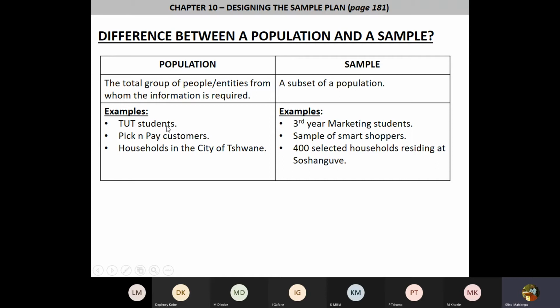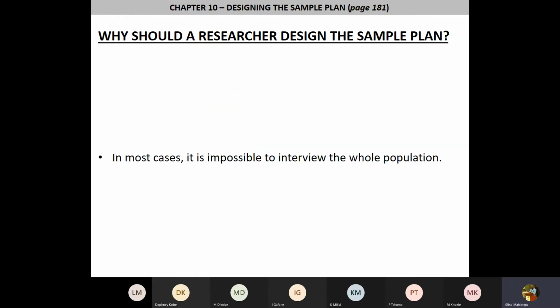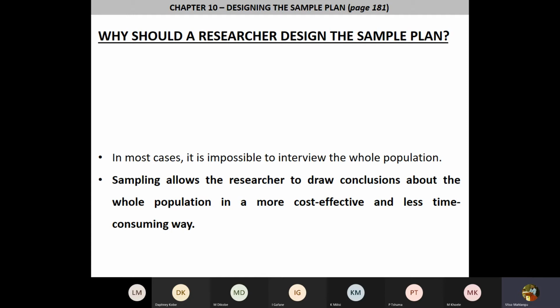In most cases, we think that if we interview everyone, that will give us a true population or true results or true findings. But the textbooks or the guidelines in marketing research differ. They indicate that if you interview a sample, that's when you get more accurate results than when you interview a population. So there are other specific reasons why a sample is mostly preferred.